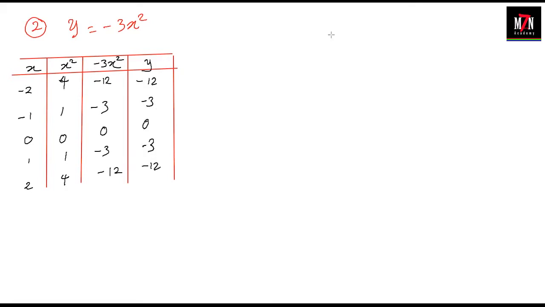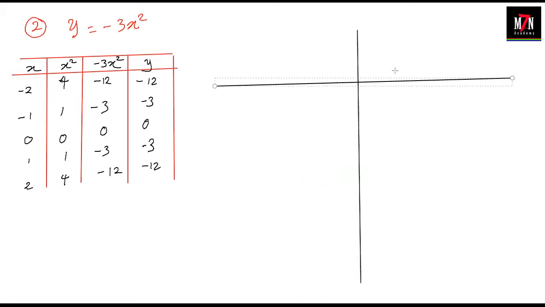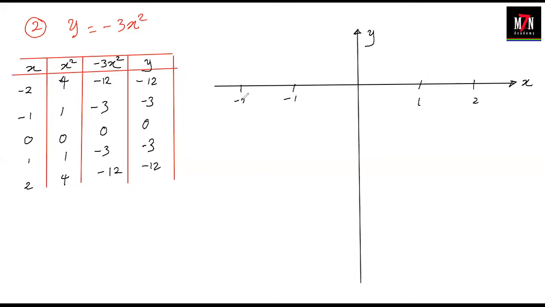Now let's take the coordinate plane. There we can see the negative side of the y-axis is greater than the positive side. So you can draw a coordinate plane like this. And I will mark here plus 1, plus 2, minus 1, minus 2. So here we have multiples of 3. So I will mark here minus 3, minus 6, minus 9 and minus 12.